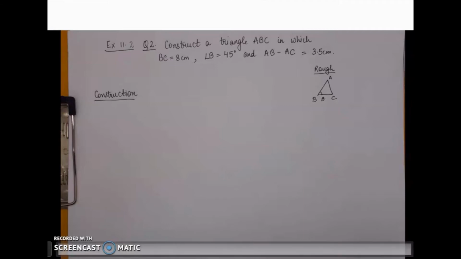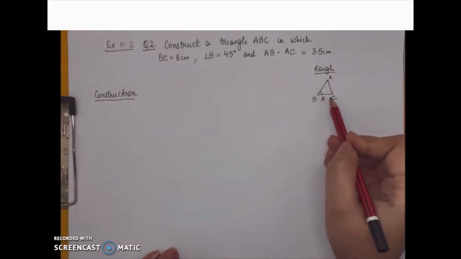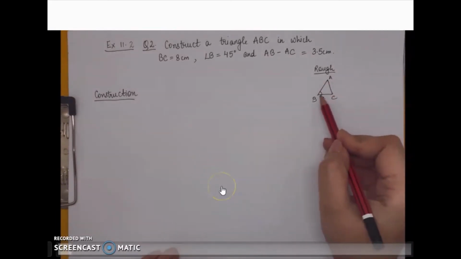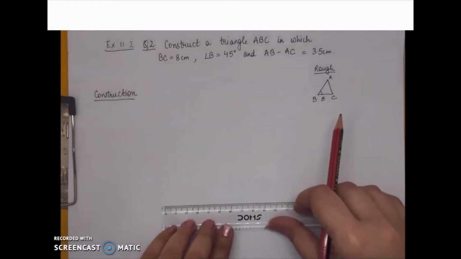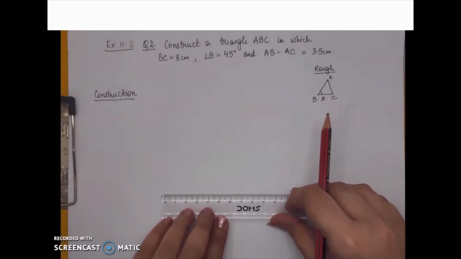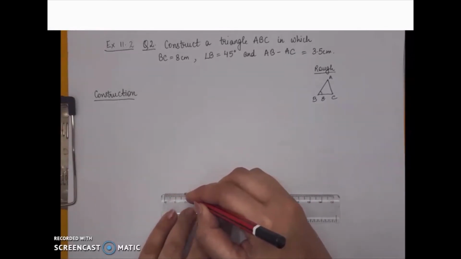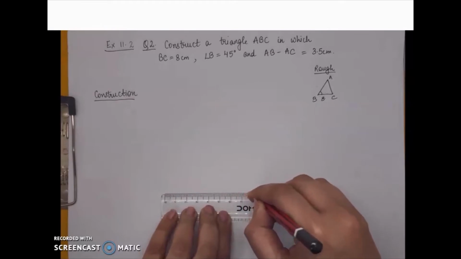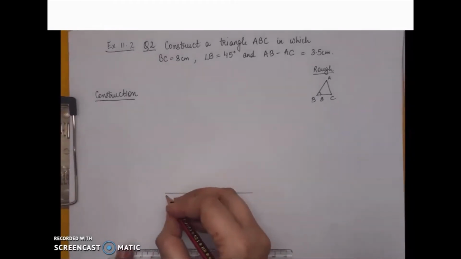So this is the second question of exercise 11.2. Here you have to construct a triangle ABC in which BC is given 8 centimeter. The base angle B is 45. AB minus AC, difference of two sides, is given as 3.5 centimeter. So you will first draw the base of the triangle, that is 8 centimeter BC.